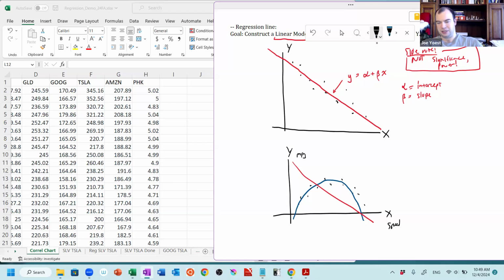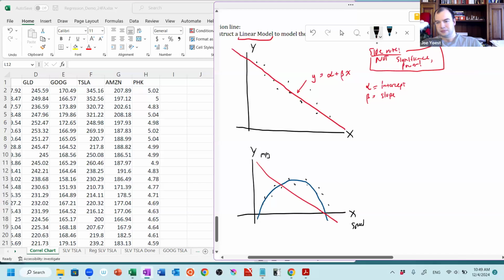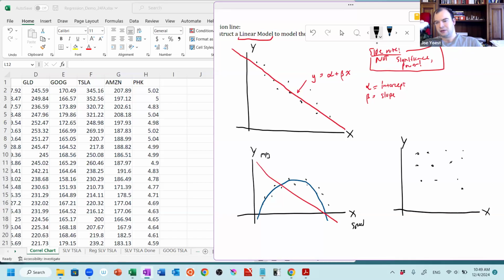I could also have a situation like this. Let me try to draw these dots a little bigger for you to see a little better. In a situation like this, it seems like there's no real relationship. Yeah, so no relationship. Over here, it seems like there is a relationship, just very nonlinear.